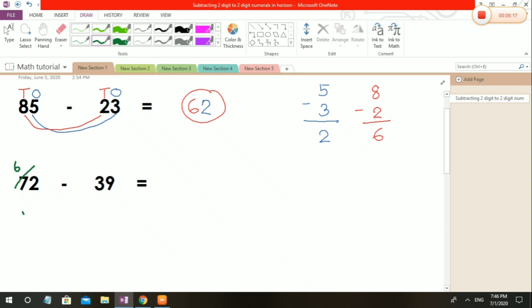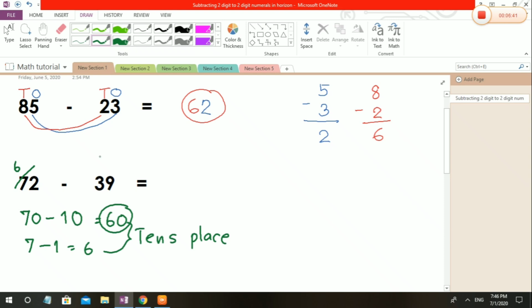So it will be what? 70 minus 10 is equal to 60. That's why we have 6 here. Or we can just write 7 minus 1 is equal to 6, because these two numbers represent the 10's place. Okay, now instead of 7, it will become 6.